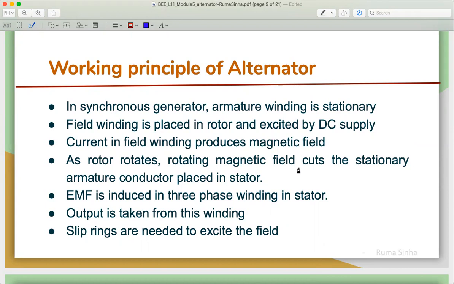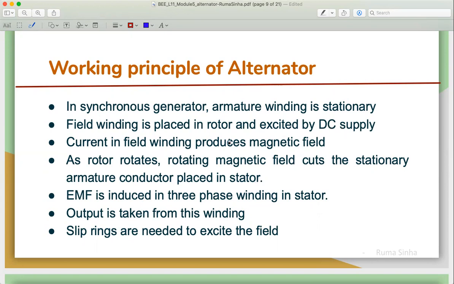When the rotating magnetic field cuts the stationary armature conductor placed in the stator, it will produce the EMF. So as there is a relative speed between the stationary armature conductor and the rotating magnetic field, there will be an induced EMF in the three-phase winding which is placed in the stator. And from this three-phase winding, the output is taken.